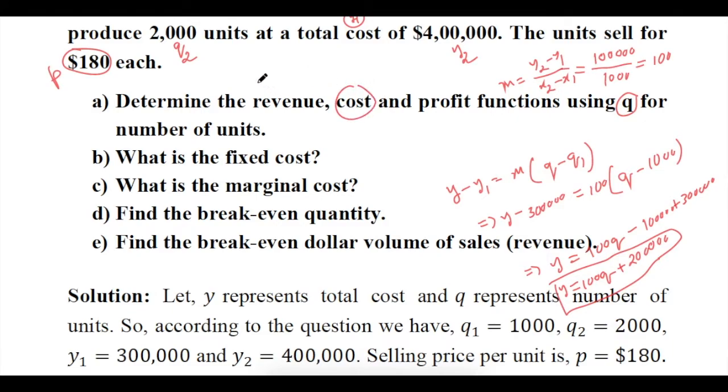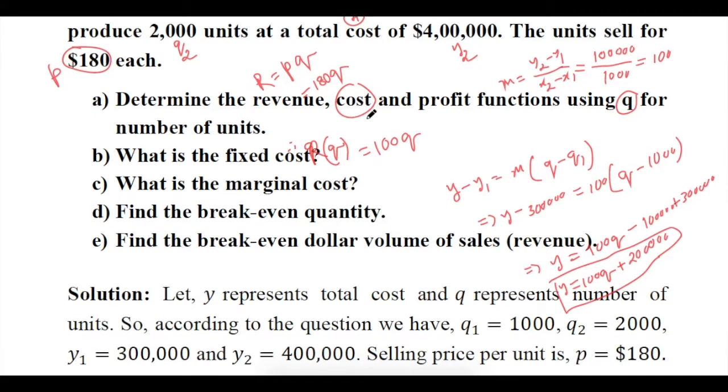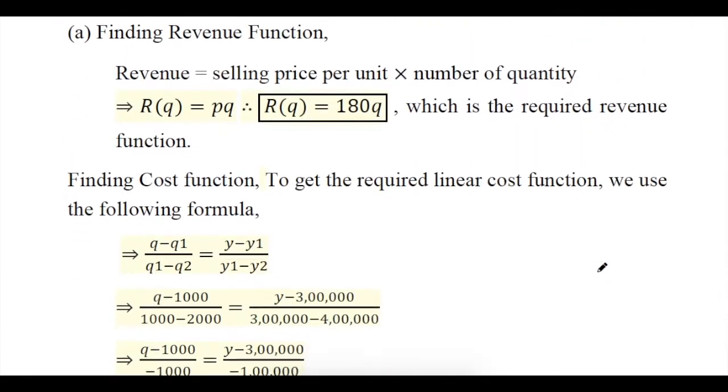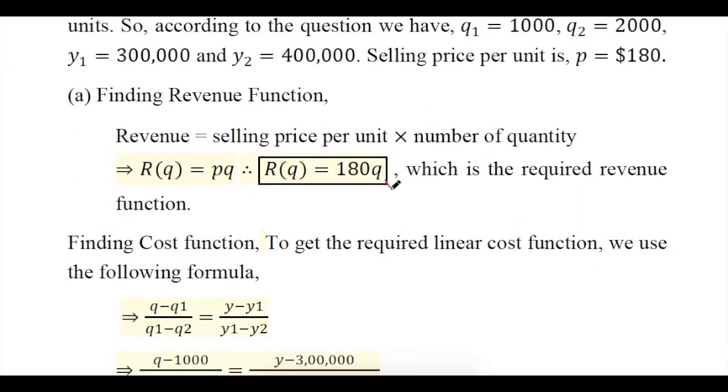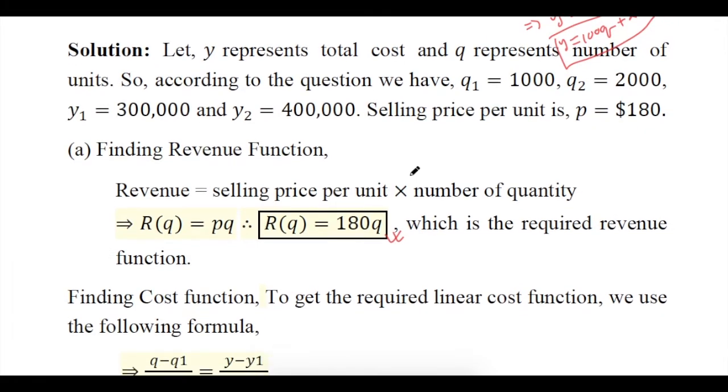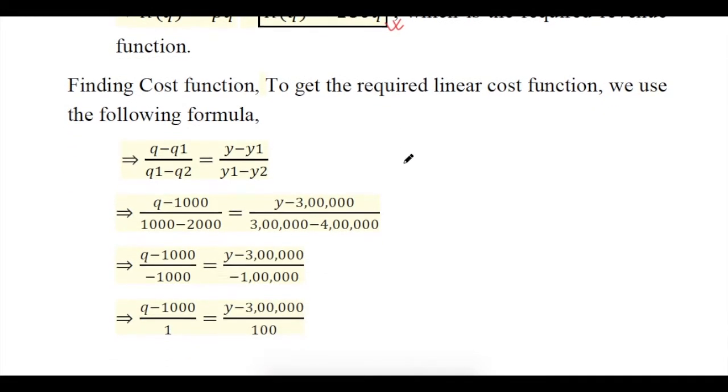And the revenue function, we know R is equal to price times quantity. Quantity is Q here, and price per unit is 180. So 180Q is your revenue function. In functional form, you can write it this way: R as a function of Q, which is 180Q. So now you know your revenue function and you know your cost function.